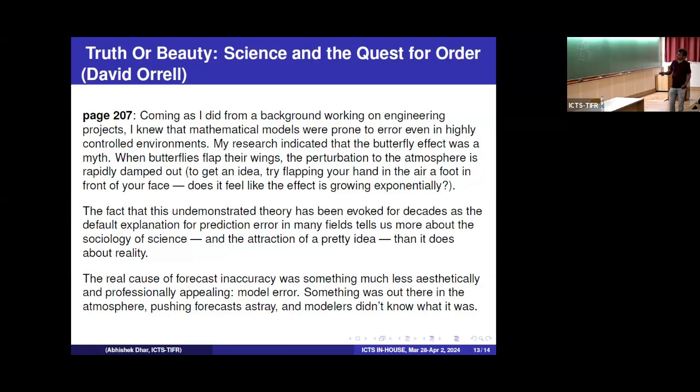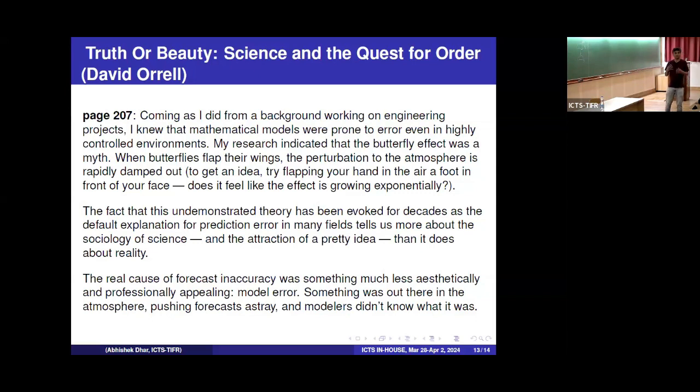The fact that this undemonstrated theory has been evoked for decades as the default explanation for prediction error in many fields tells us more about the sociology of science and the attraction of a pretty idea than it does about reality. The real cause of forecast inaccuracy was something much less aesthetically and professionally appealing: model error.